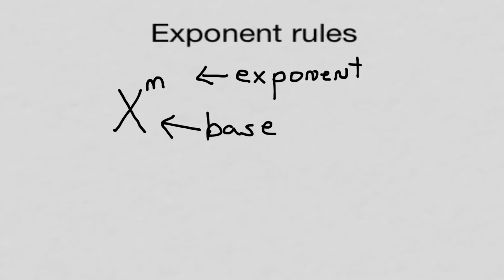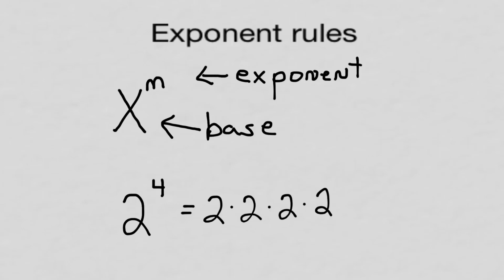In this case, I have a 2. That's my base. Let's just pick an exponent. I'm going to pick 4. You would refer to this as 2 to the 4th power. That means this is 2 times 2 times 2 times 2. So 2 to the 4th power is 2 times 2, which is 4, times 2, which is 8, times 2, which is 16.